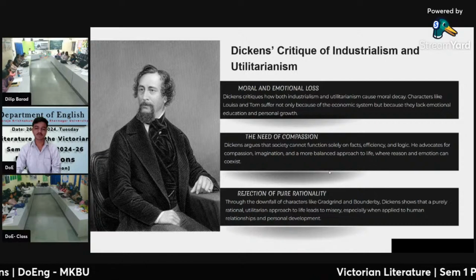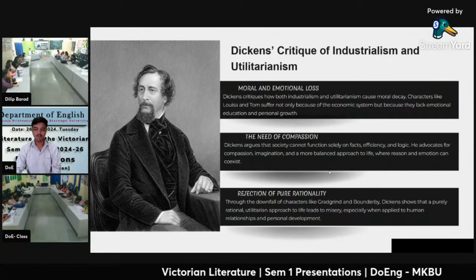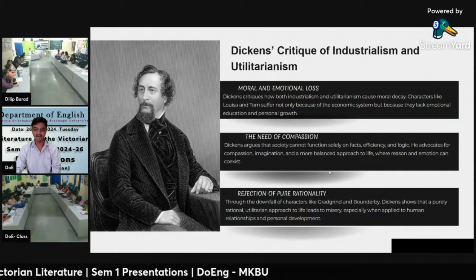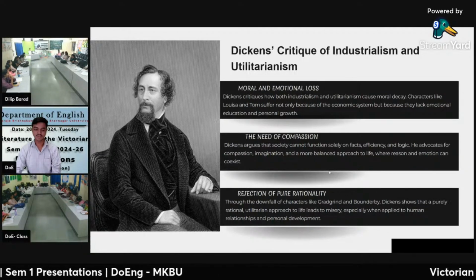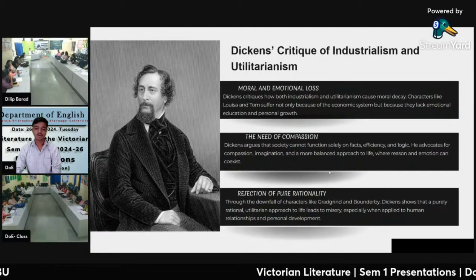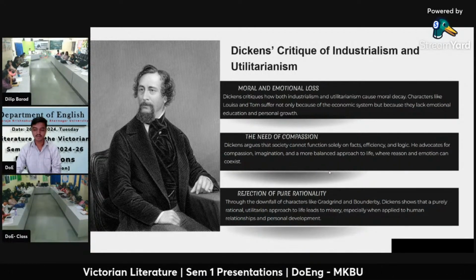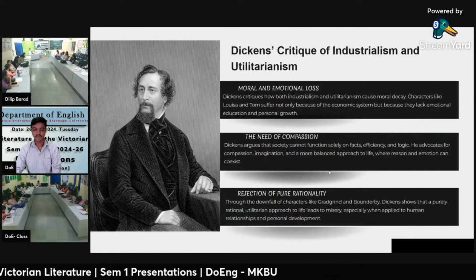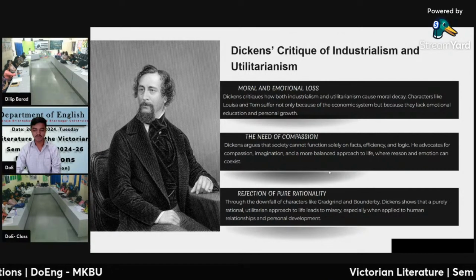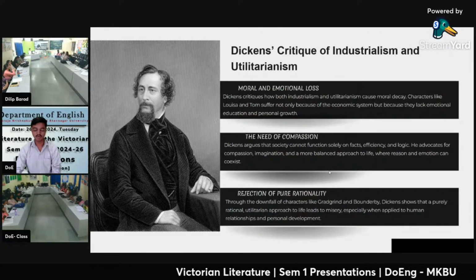Second is the need for compassion. Dickens argues that society cannot function solely on fact, efficiency, and logic. He advocates for compassion, imagination, and a more balanced approach to life, where reason and emotions can coexist. Then the rejection of pure rationality: through the downfall of characters like Gradgrind and Bounderby, Dickens shows that a purely rational utilitarian approach to life leads to misery, especially when applied to human relationships and personal development.